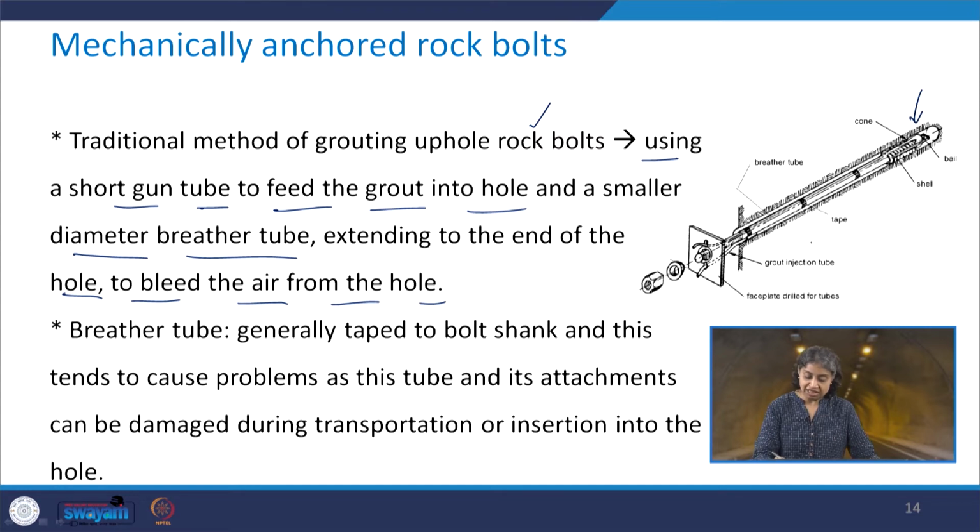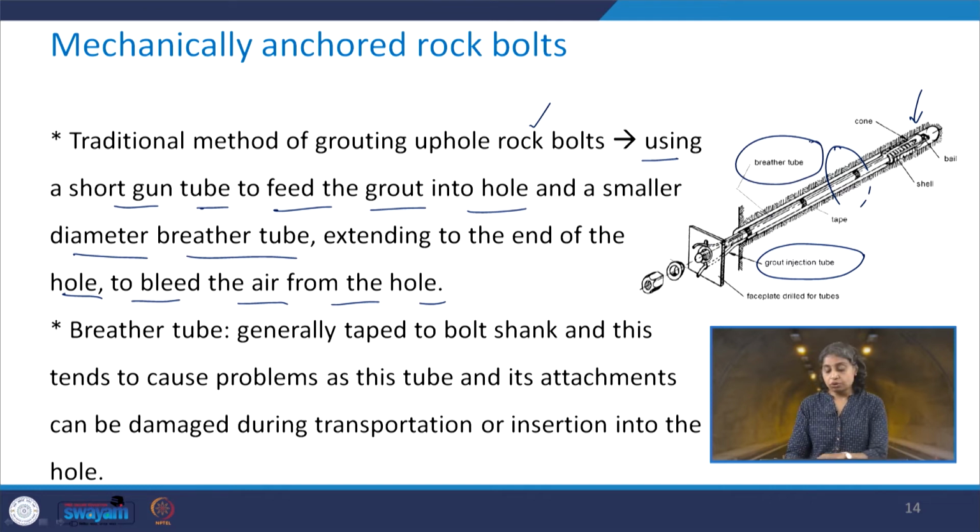Here you see that two tubes are there, which is not very clear in this portion of the figure, but here we have the grout injection tube, and at the top we have the breather tube. The grout injection tube is used to send the grout to the location under pressure, and the breather tube is used so that the air can be taken out from the hole.